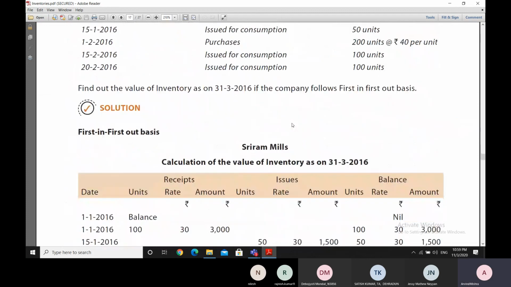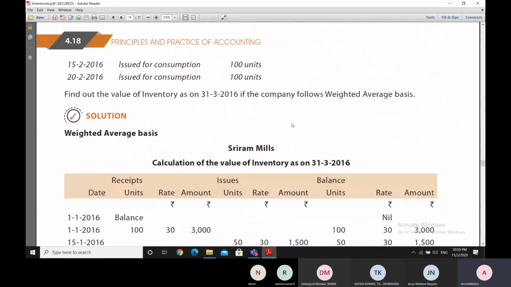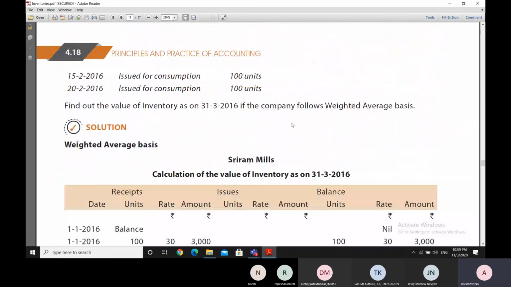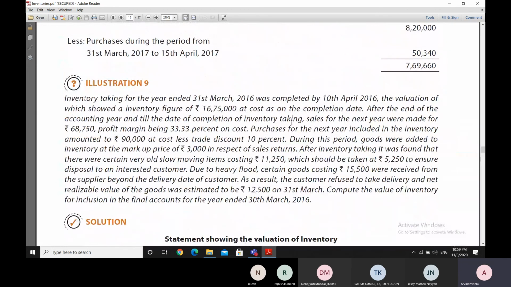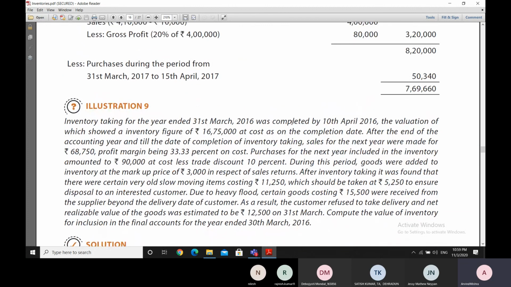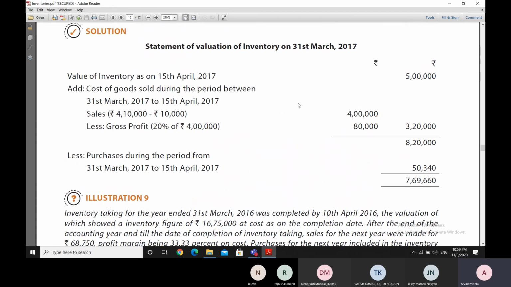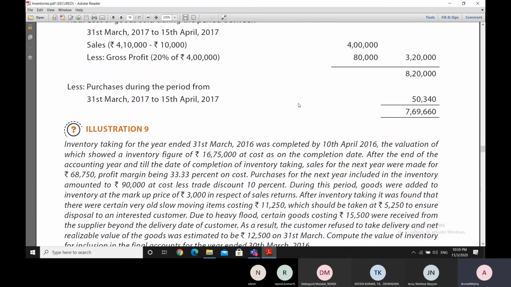Now, there are some more examples here which need to be done, but we have exceeded the time quite a bit. So what we can do now is that we'll have a session 3 for inventory, and in that session 3 we will try to make a complete revision, including the last 3 illustrations of this particular topic, so that this particular topic goes more deeply in our minds.